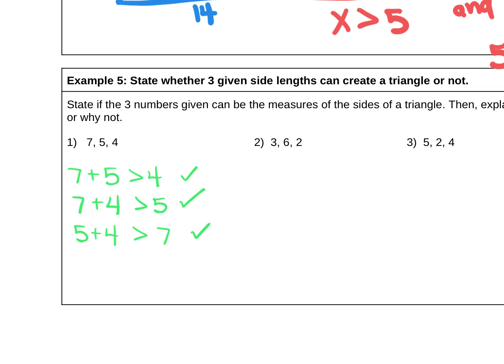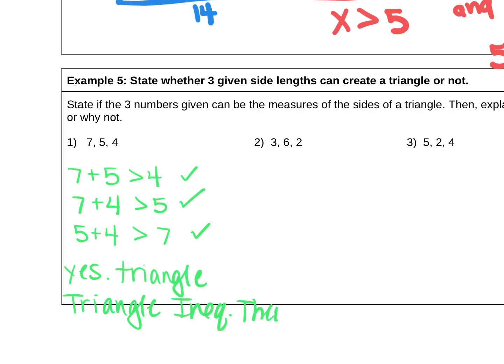So we would say, yes, this is a triangle because of the triangle inequality theorem. It fits that theorem. Then we're going to check the other one.